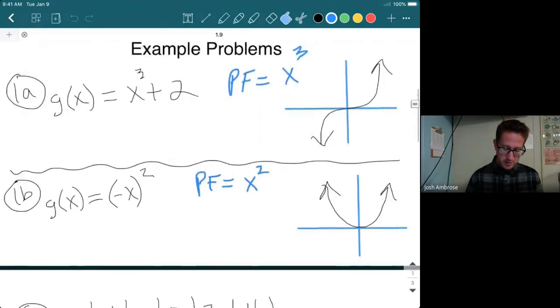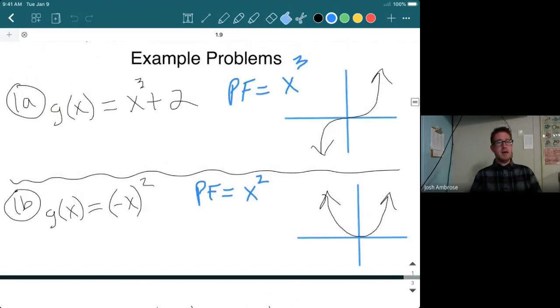Let's jump right into example problems. That parent function chart, we're going to be looking at that. By the way, PF, you'll see that right there. That is parent function. That's what PF means for me. All right, PF, parent function. So 1A, we're doing all these example problems. I'm on page 67. Scratch that, I'm on page 68. That's where our 1A starts.